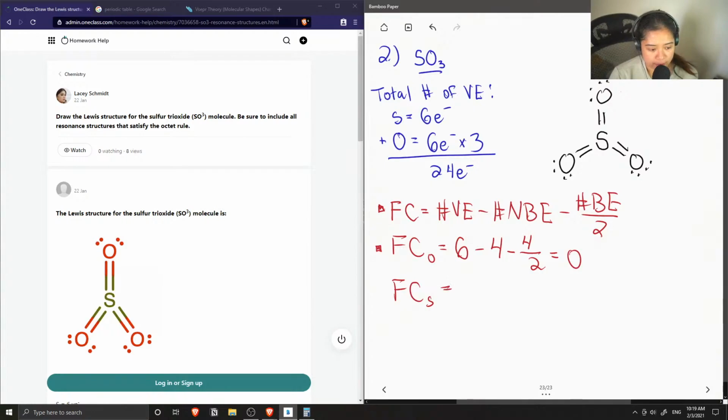So now let's do the same thing for our sulfur. Sulfur has 6 valence electrons, and there are 0 non-bonding electrons, which are 0 lone pairs. And there are 6 bonds to sulfur, so we have 12 bonding electrons divided by 2. So this also shows sulfur having a 0 formal charge. So since all of the atoms have a formal charge of 0, this is the preferred Lewis structure for SO3.